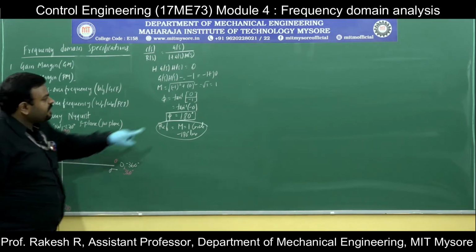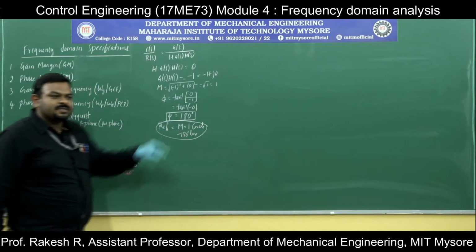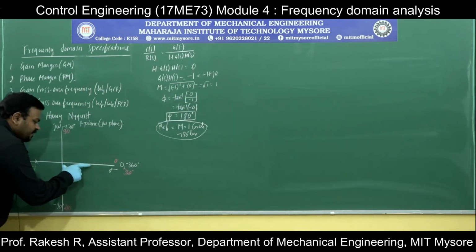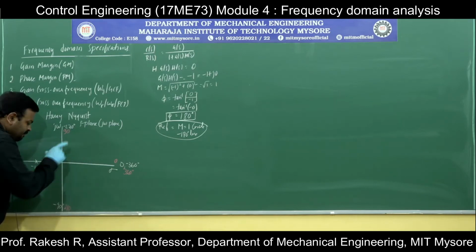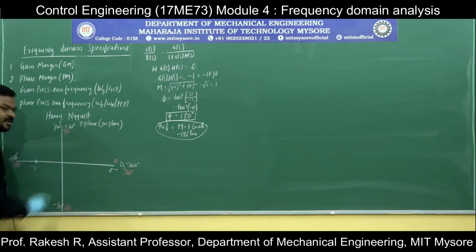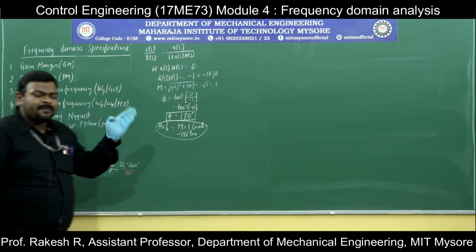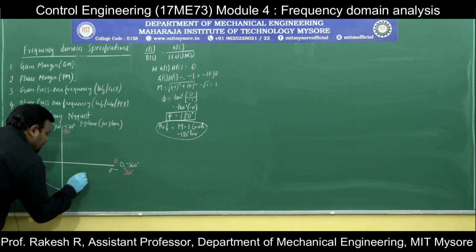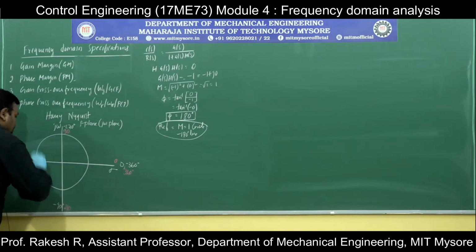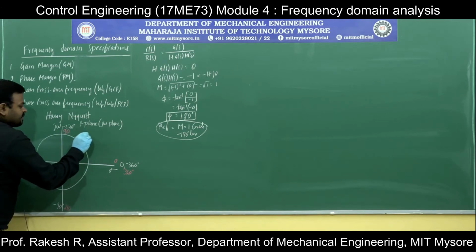What is the magnitude here? Magnitude will be equal to 1. How to represent magnitude 1? If you measure on the real axis, it will be 1. If you measure on the imaginary axis, it will be 1. Here also 1, here also 1. So magnitude M is equal to 1 is a circle here. So this is the magnitude M is equal to 1 circle.